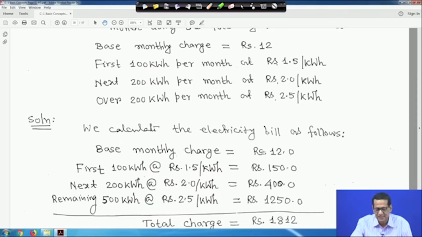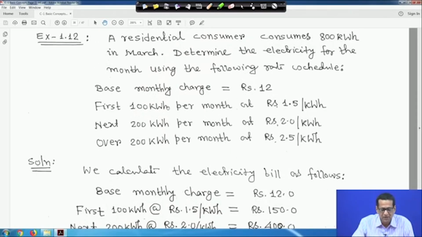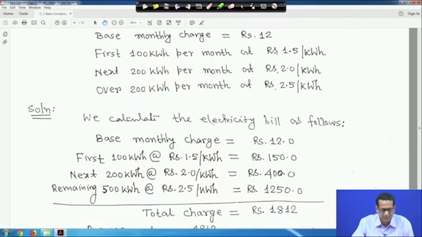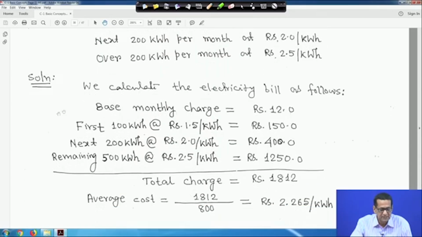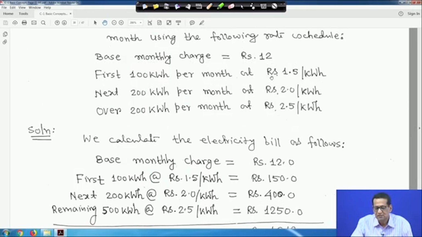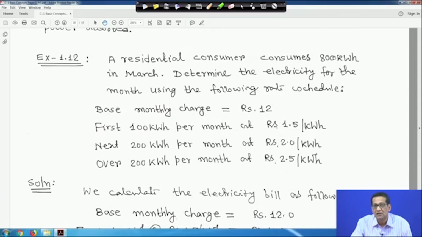So, base monthly charge is rupees 12. Now, 100 kilowatt hour at rupees 1.5 per kilowatt hour, so 100 into 1.5 is rupees 150. Then next 200 kilowatt hour at rupees 2 per kilowatt hour, so it is 2 into 200, rupees 400.